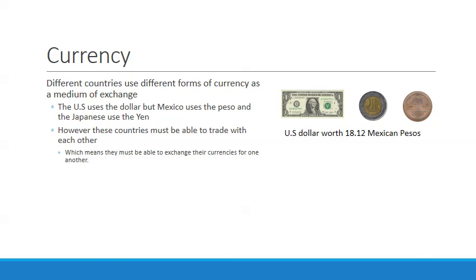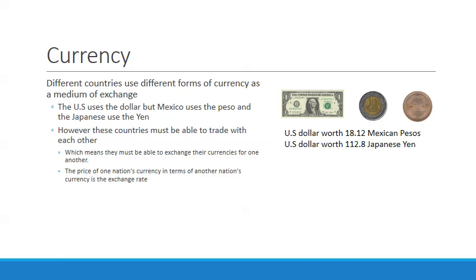So, for example, the US dollar is worth 18.12 Mexican pesos. It's also worth 112.8 Japanese yen. So that speaks to the strength of the various economies. It also, of course, tells you that if the value of this product is X dollars, what's it going to take in pesos or yen to buy it?